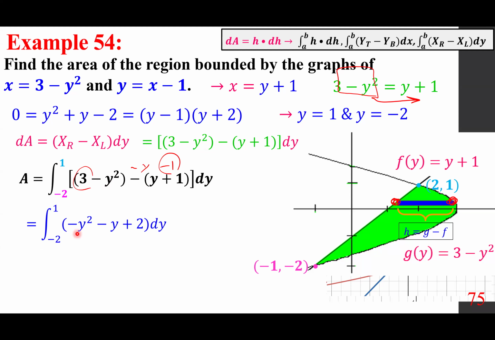This gives us negative 1/3 y cubed. This gives us negative 1/2 y squared. This gives us 2y. You have to plug in the upper limit 1, evaluate it. You have to plug in lower limit negative 2, evaluate it. Their difference is 9/2, and you have to show that, everybody. Okay.